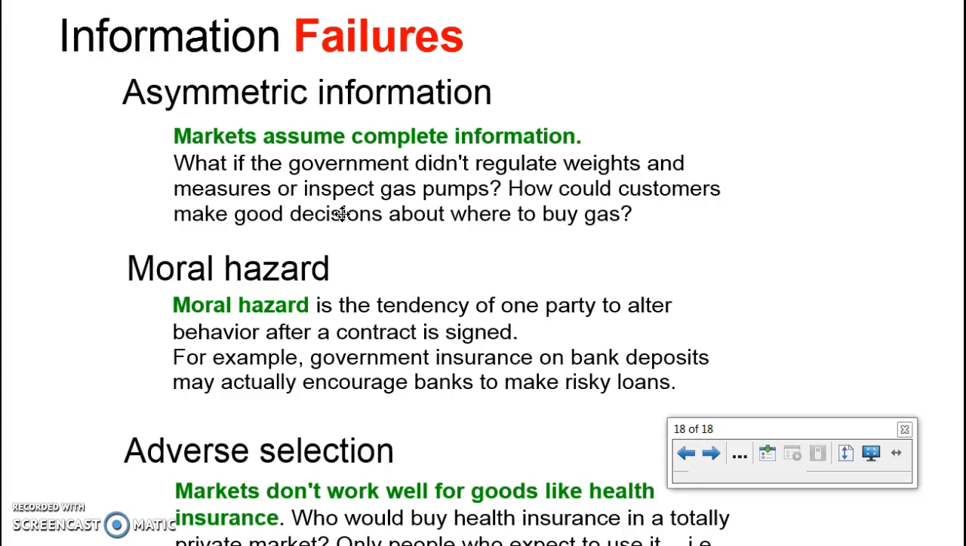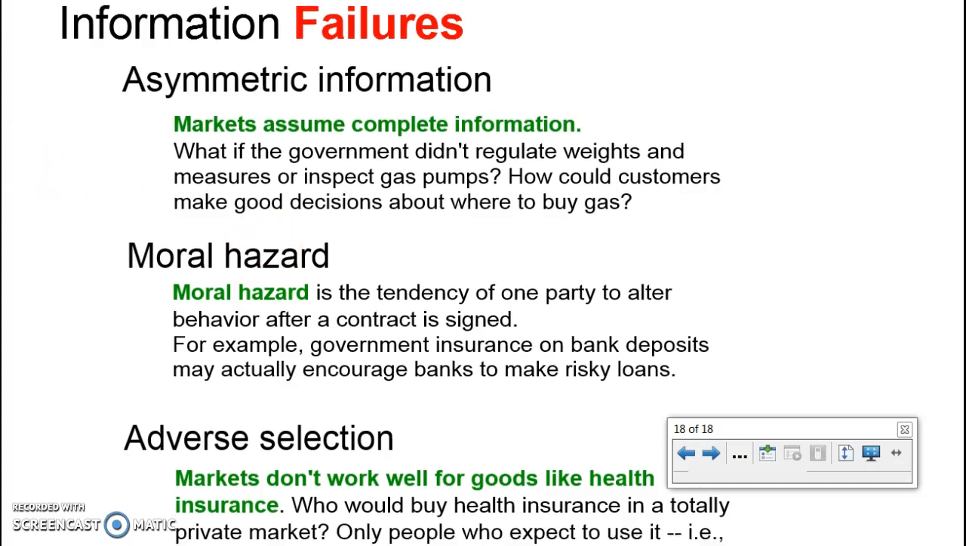Okay, the second one is moral hazard, and this is the tendency of a party to alter their behavior after they sign a contract. So, for example, government insurance on bank deposits can actually encourage banks to go make risky loans because they've signed this contract, they know they're insured, now they feel free to do whatever. You could think of a person also buying health insurance and then starting smoking or going skydiving, right? That's moral hazard. So you signed a contract and now you feel free to behave in a different manner.